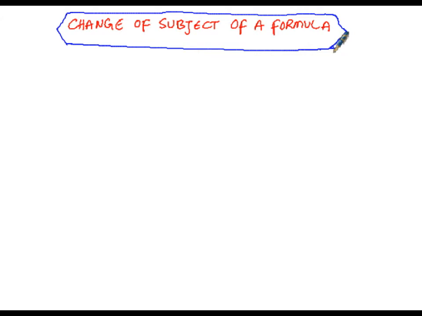So that will be called the subject. A is called the subject in the formula A equals L into B. That means the subject A is expressed in terms of the other terms, L and B. So now, first of all, let us know about the subject of the formula.